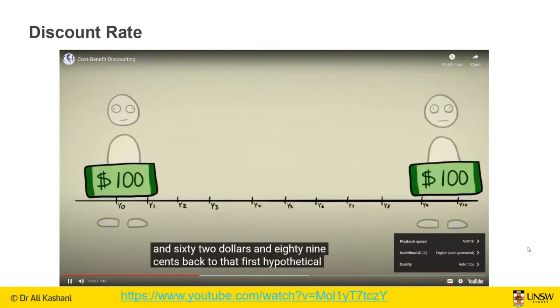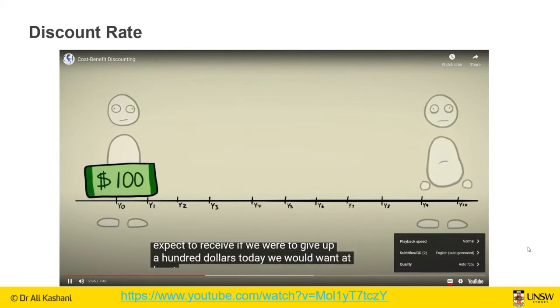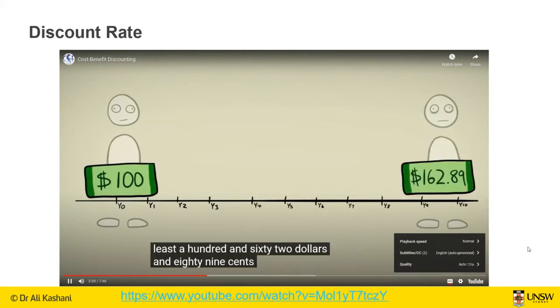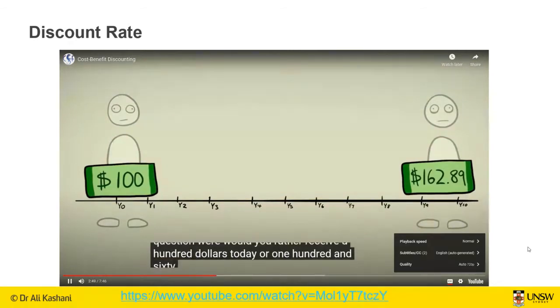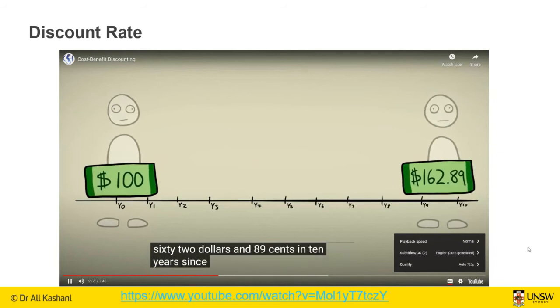Back to that first hypothetical situation, this is how much we would expect to receive if we were to give up $100 today. We would want at least $162.89 in 10 years' time, because if we got $100 today, we could make it into that much by lending it out for 10 years. So if the question were, would you rather receive $100 today or $162.89 in 10 years, since these are basically equivalent, you should have no preference.